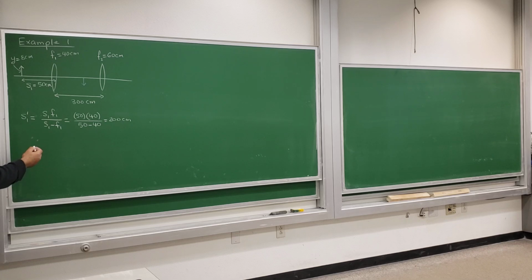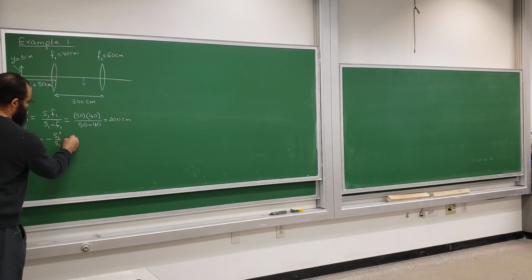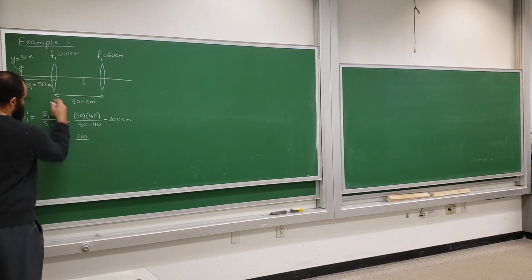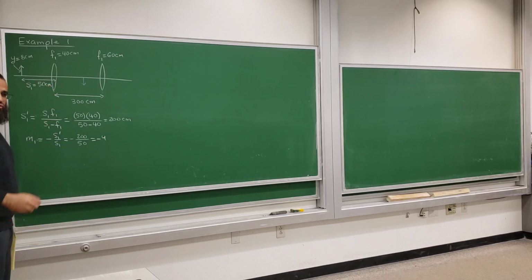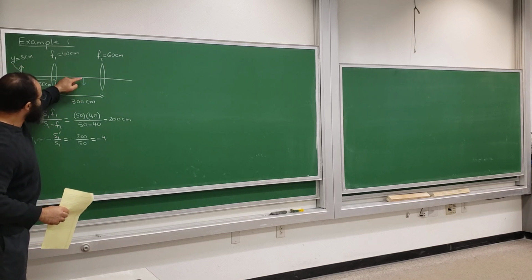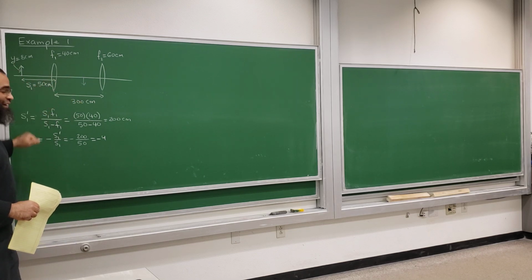Let's figure out its magnification. I'll put here M1 would be what? What's the equation for it? Yeah, minus S1 prime over S1. And so that's minus 200 over S1, which is 50. And so we get minus 4. So the magnification would be minus 4, so it's inverted, but 4 times as big. This image would be 4 times as big as this one. Sorry, my arrow should be like this, 4 times as big. But things are not to scale.